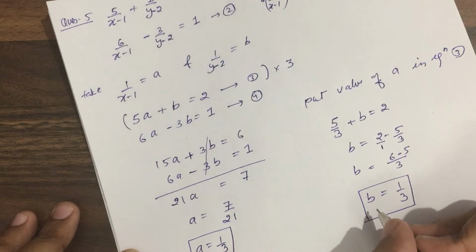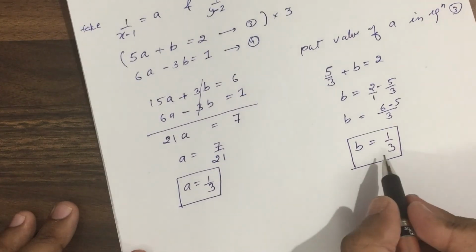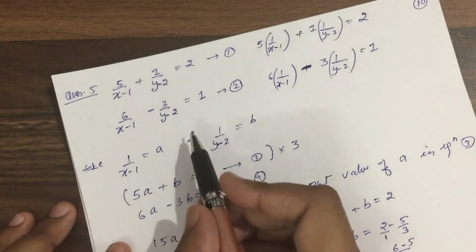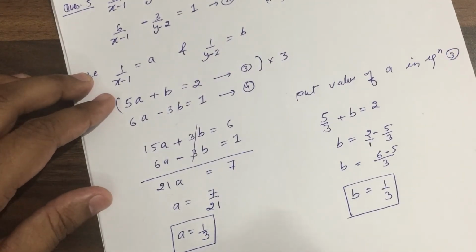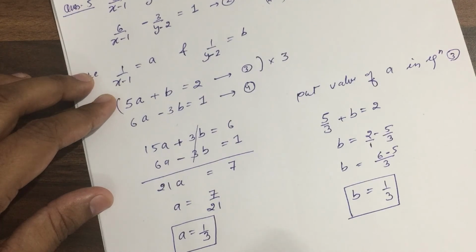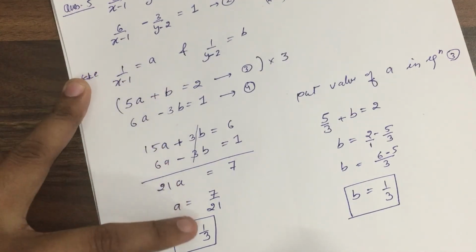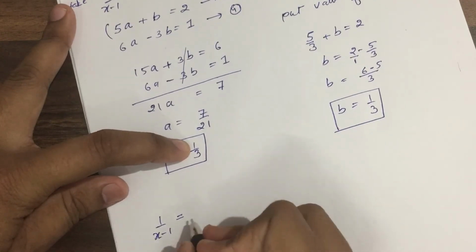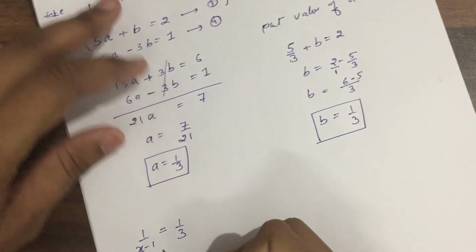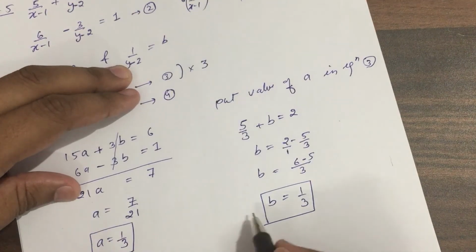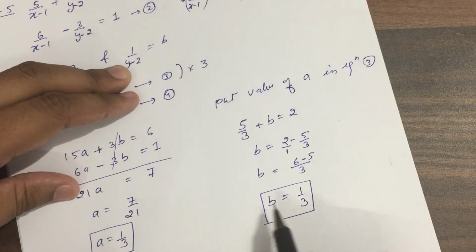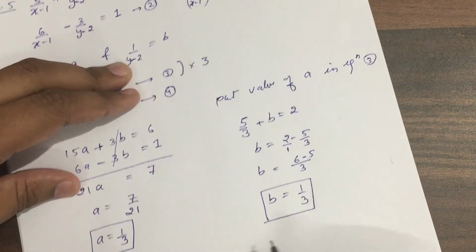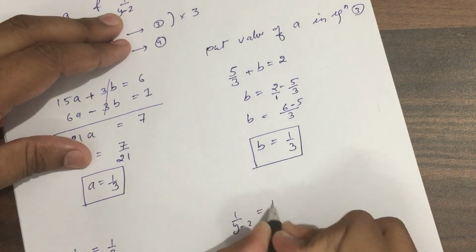So we have got the value of a is 1 by 3 and b is 1 by 3. But we are supposed to find the value of variables x and y, not a and b. So what we have considered initially, we have considered 1 upon x minus 1 equal to a, and a is equal to 1 by 3. So we will write 1 by 3. Similarly 1 upon y minus 2 is equal to b, and b is equal to 1 by 3. So we can write 1 upon y minus 2 equal to 1 by 3.